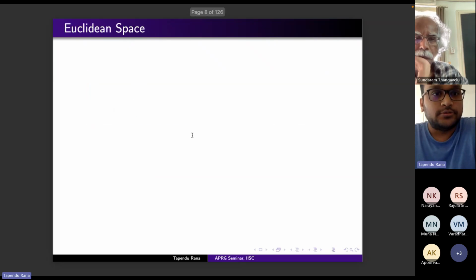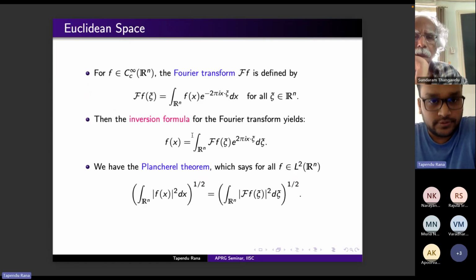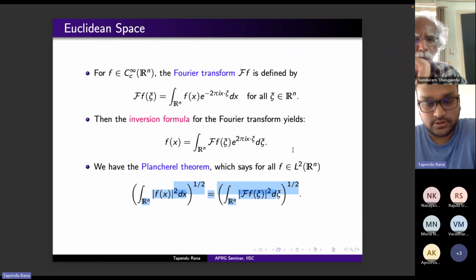Okay, so in Euclidean space, this is very well known. You can take a nice enough function and define its Fourier transform. And this is your inversion formula. And we also have this Plancherel theorem. It says for all L2 functions, the norm of the Fourier transform and the function itself are the same.